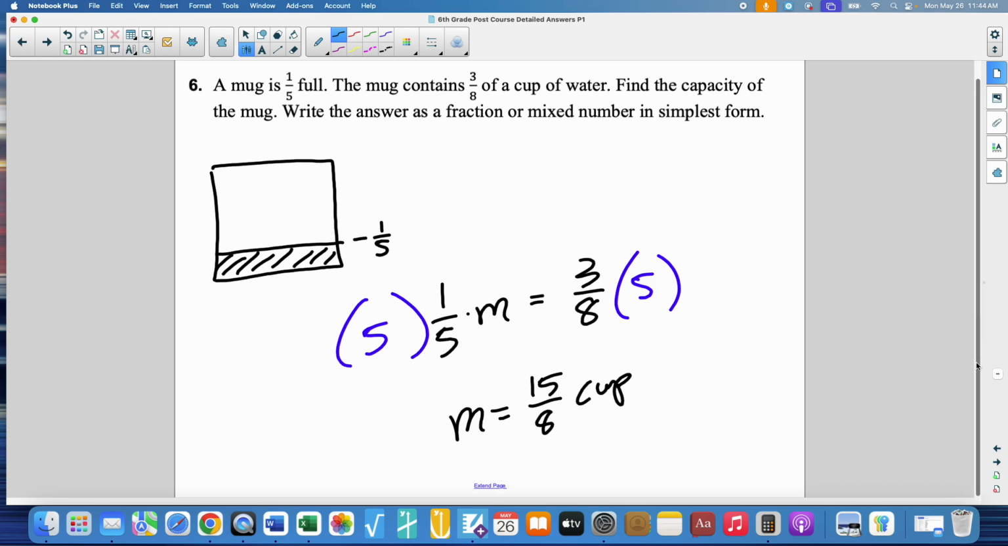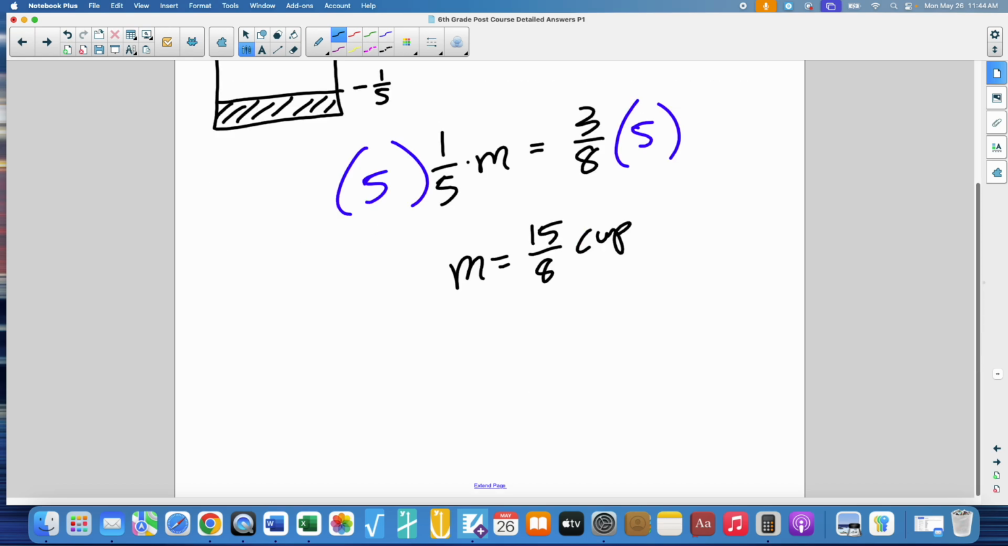Or you can convert it to a mixed number. In high school, most high schools will be working with improper fractions. There's nothing improper about improper fractions. Or you can convert it to a mixed number. That's not going to be any more correct.